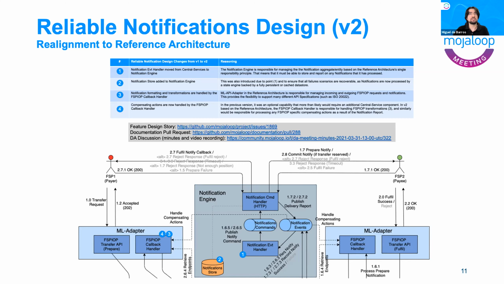And once again, this is a result of the principles that are defined by the reference architecture. And this allows things like switching out the ML API adapter for different types of API specifications, like the ISO 20022 specification, etc. So it's now up to the FSP IOP to receive those internal notifications from the central services and translate them into something that's meaningful to that adapter.